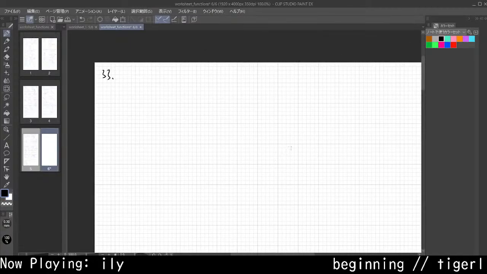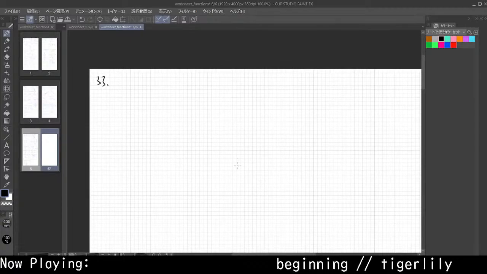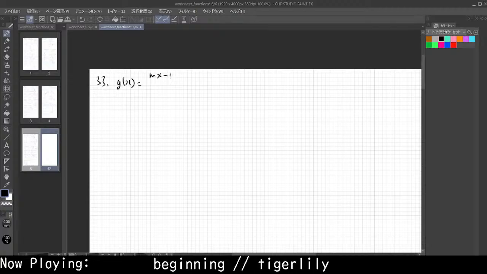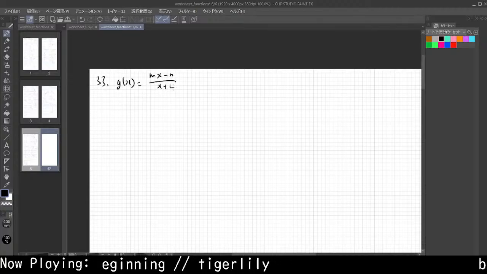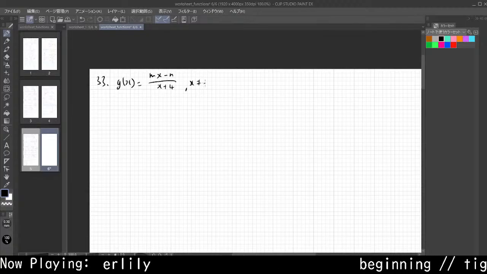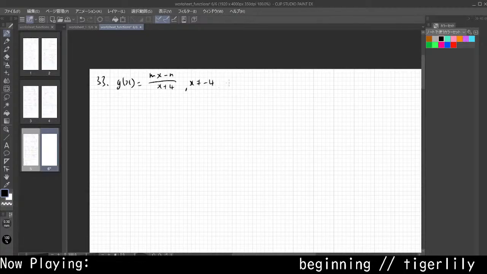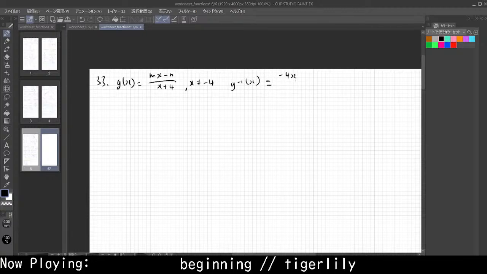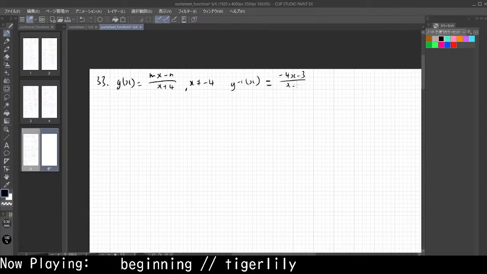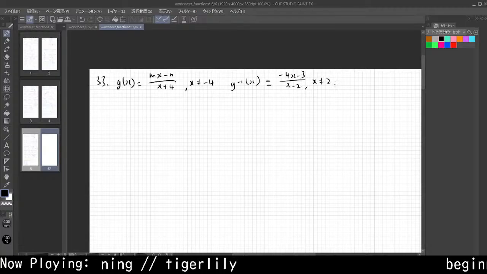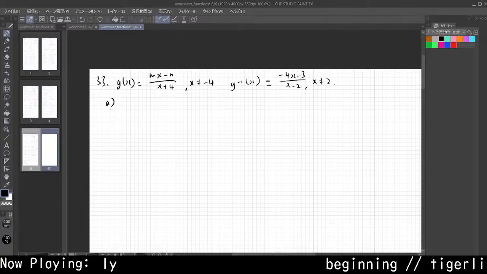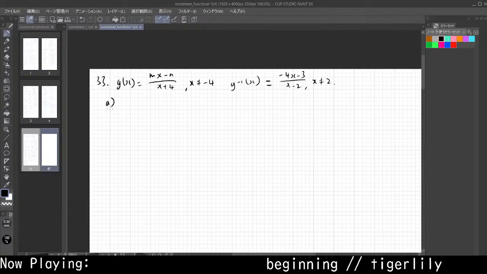Question 33. Given that g(x) equals mx minus n over x plus 4, x not equal to negative 4, has an inverse function, g inverse x equals negative 4x minus 3 over x minus 2, x not equal to 2. Find the values of m and n. Then also find gg.